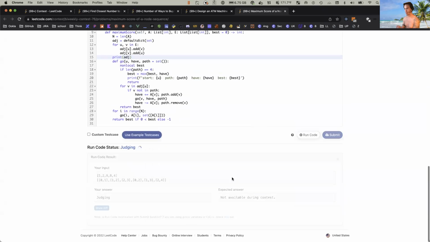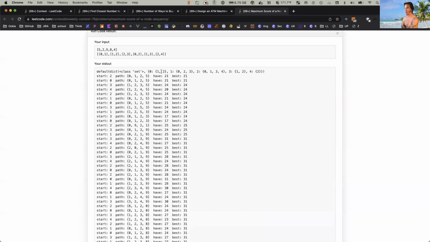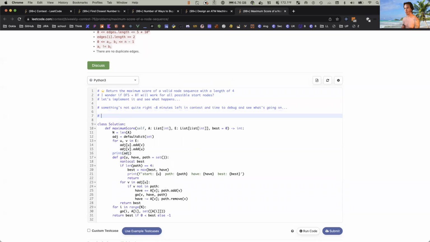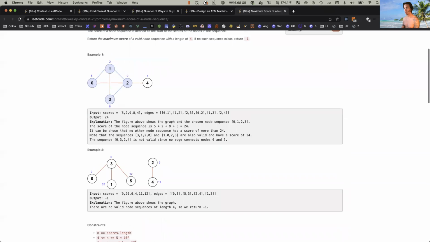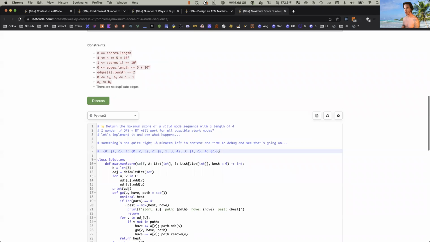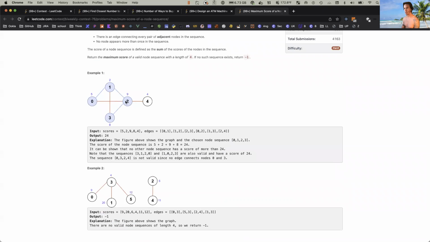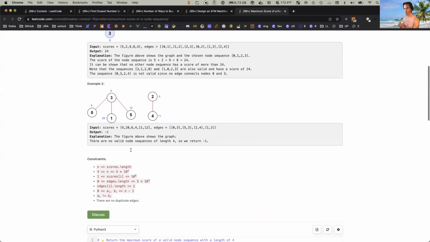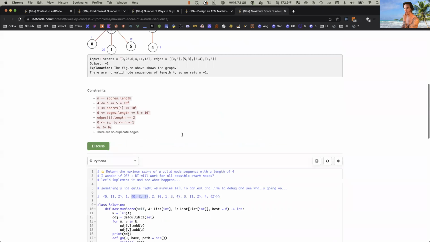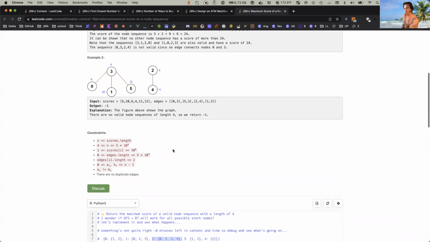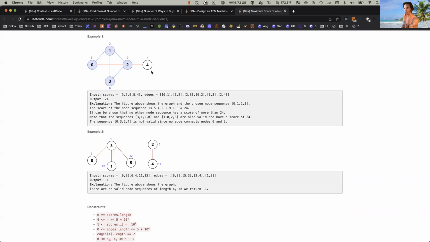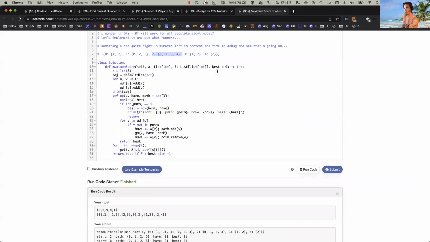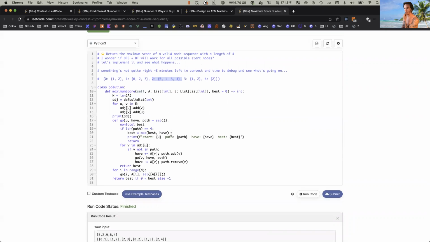Print the adjacency list. Zero is adjacent to 1 and 2. 1 is adjacent to 2, 3, and 4. Well, how's 1 adjacent to 4? Oh, okay, yeah, that's right. 1 is adjacent to 0, 2, and 3. 2 is adjacent to 0, 1, 3, and 4. 3 is adjacent to 1 and 2. 4 is adjacent to 2. Adjacency list is correct.